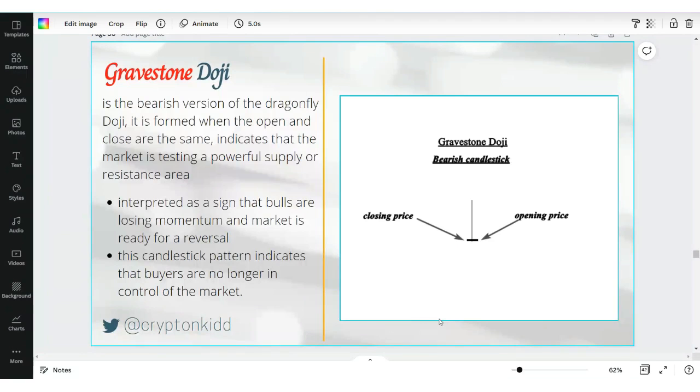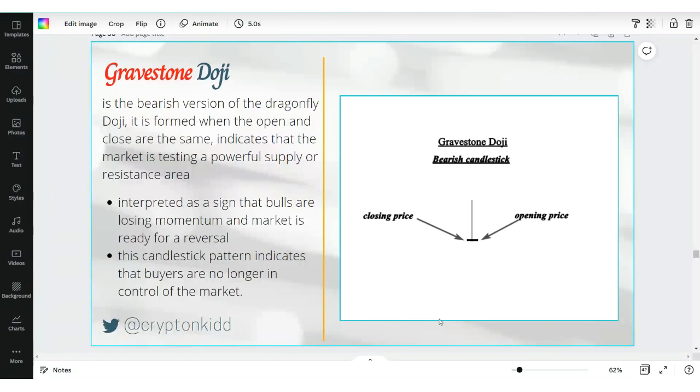So right here, we're talking about the Gravestone Doji. The Gravestone Doji is the bearish version of the Dragonfly Doji. All right. It is formed when the open and close price are the same, and it indicates that the market is testing a powerful supply or resistance area. So guys, what this means is that the Gravestone Doji, you will usually find it at the top of an uptrend. How do you interpret the Gravestone Doji? Two ways, guys, two basic ways, all right?